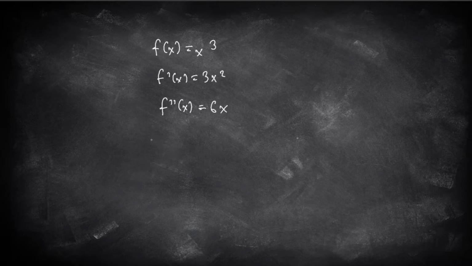Let's try an example. Let's say f of x is equal to x cubed. Taking the first derivative, that's 3x squared. Taking the second derivative, 3 times 2 is 6, so that's 6x. When is this negative? That's when x is negative, so from negative infinity to 0. It doesn't include 0, so anything less than 0 gives us a negative second derivative. That means this interval is concave down.